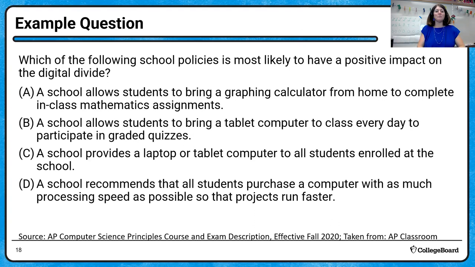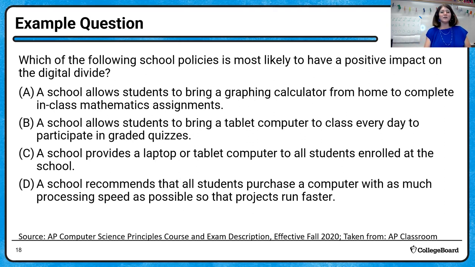So again, we're talking about trying to make sure everyone has access, because just like you watching this video right now, it's important that everyone has access to information so that everyone can be productive in society and understand what's going on in our world. And so in this case, it sounds great that the school allows students to bring things, but then what if the student doesn't have something to bring? And then the last answer, D, is really strong, that you get a really fast computer. Most computers are pretty fast today. You don't have to have this super fast gaming computer to make sure your projects run.